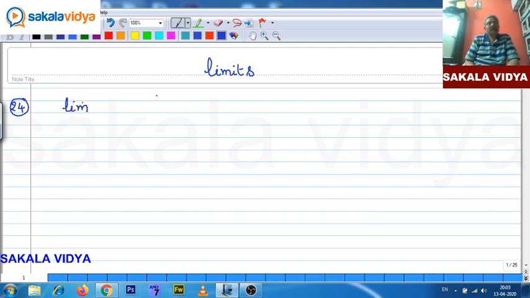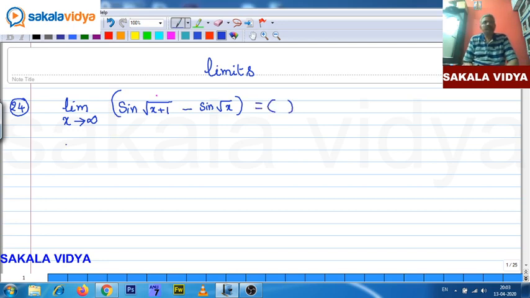The limit as x extends to infinity of sine of root over x plus 1 minus sine root x equals to. This is the question. First option 2, second option minus 2, third option 0, fourth option is 1. So this is today's first question.